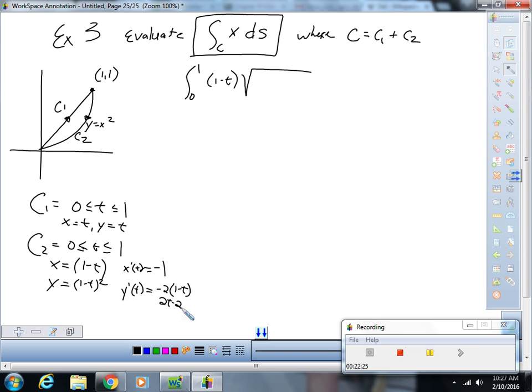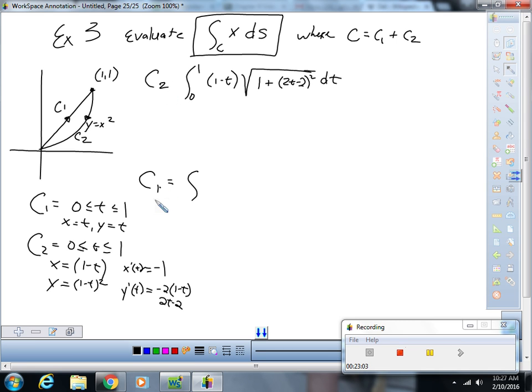Okay. Got it? So, it's the integral from 0 to 1 of radical 1 plus (2t minus 2) squared dt. That's just C1 though, right? So what would C2 be? Yes, sorry, this would be C2. Yes.